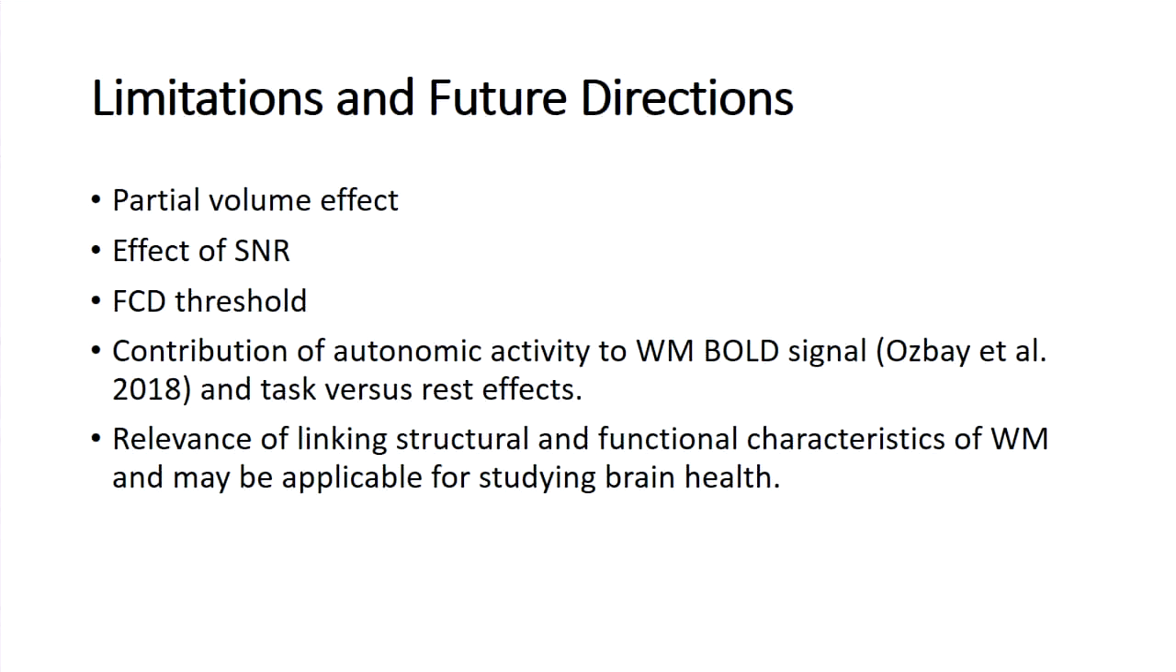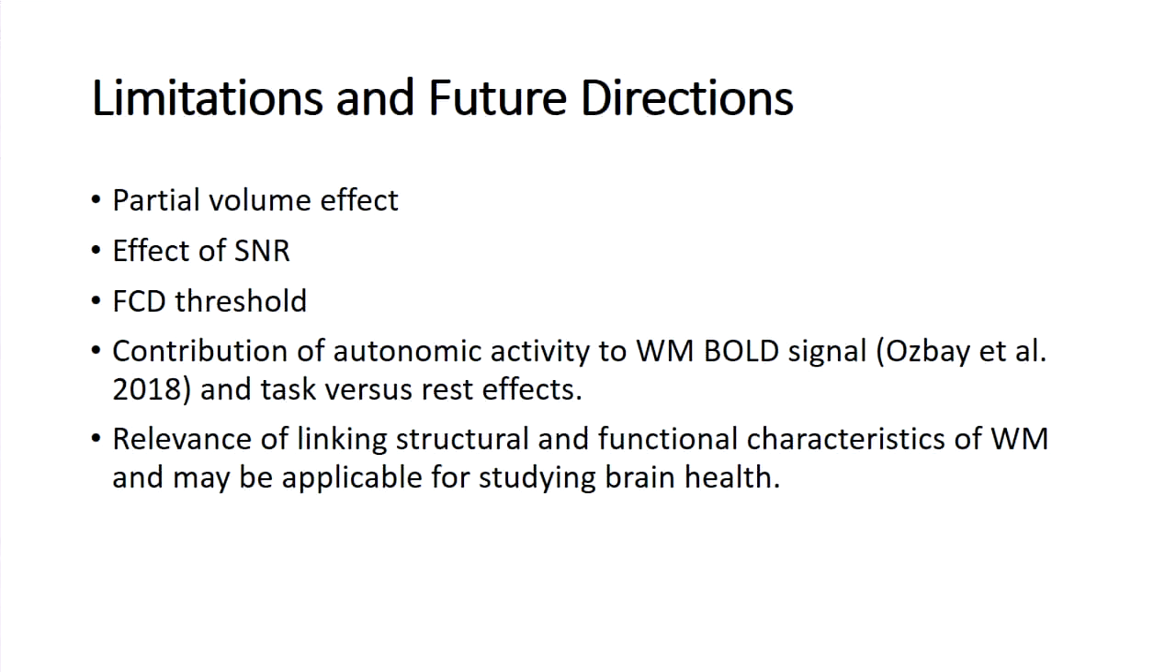Again, there are limitations for this work. I didn't really correct for the effect of partial voluming. The sensitivity of the coils, because the coils are also different between the two studies, can affect some of these associations or correlations, particularly within individuals. For functional connectivity density, there's an issue with thresholding. How thresholds can affect these findings would be another question to look at.